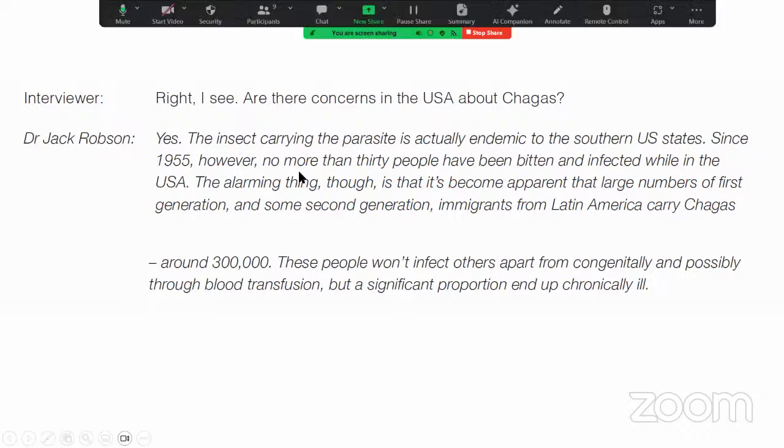Since 1955, however, no more than 30 people have been bitten and infected while in the USA. While in the USA, they are not bitten, they are not infected. The parasite is there, endemic, inside the body already. Try to understand here. So it's not increasing, it's already there. Just 30 people means what is increased there? It's not a great increase.